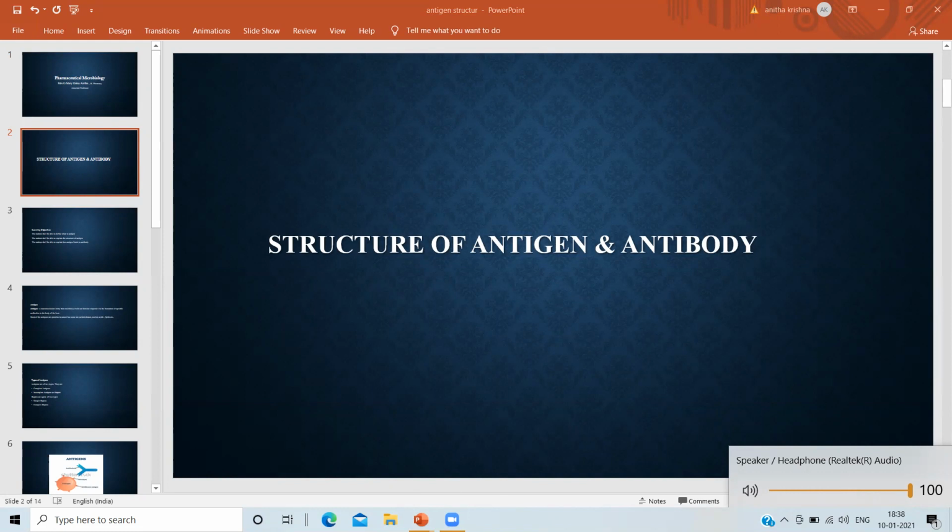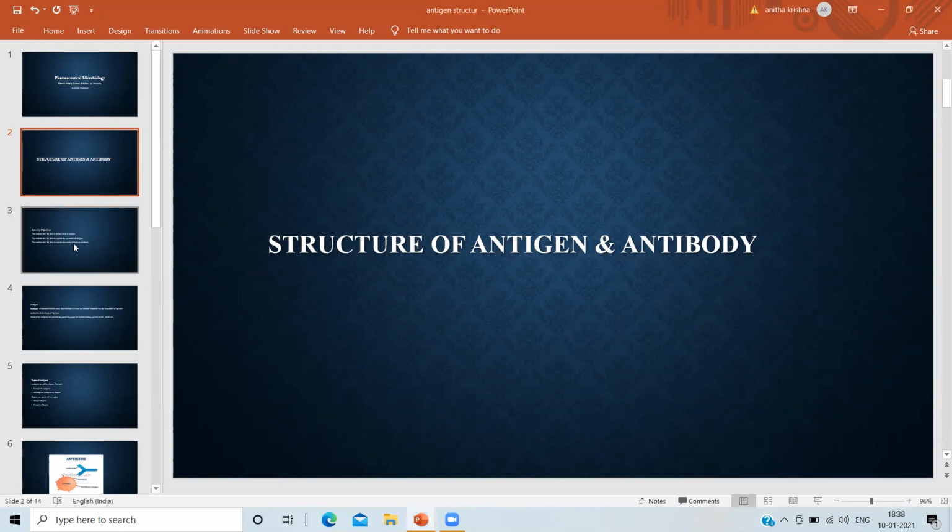So let us see what these antigens and antibodies are, what is their structure, how they are important, and how they contribute to the field of immunology. We'll see in this topic.